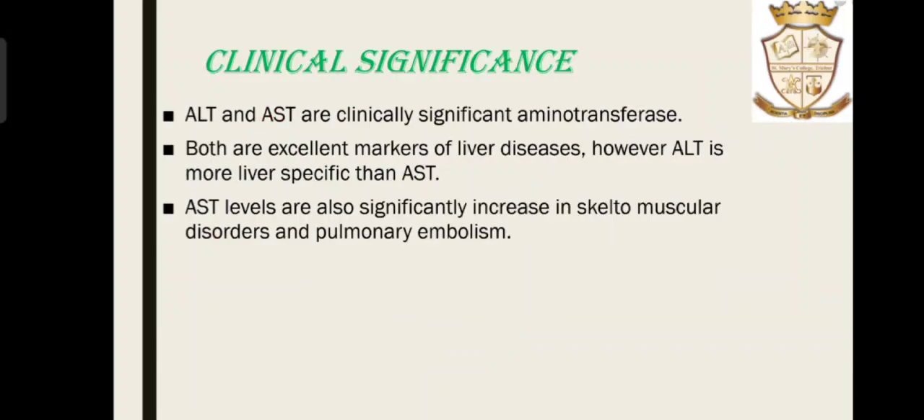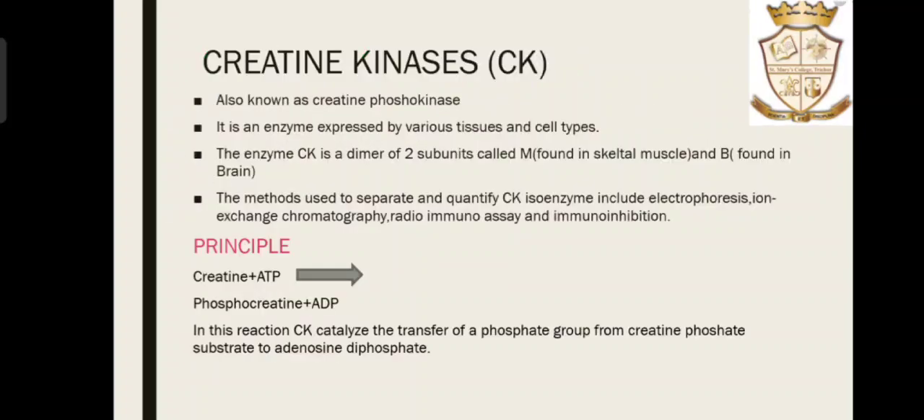Clinical significance. ALT and AST are clinically significant aminotransferases. Both are excellent markers of liver disease. However, ALT is more liver specific than AST. AST levels are also significantly increased in skeletal muscular disorders and pulmonary embolism.